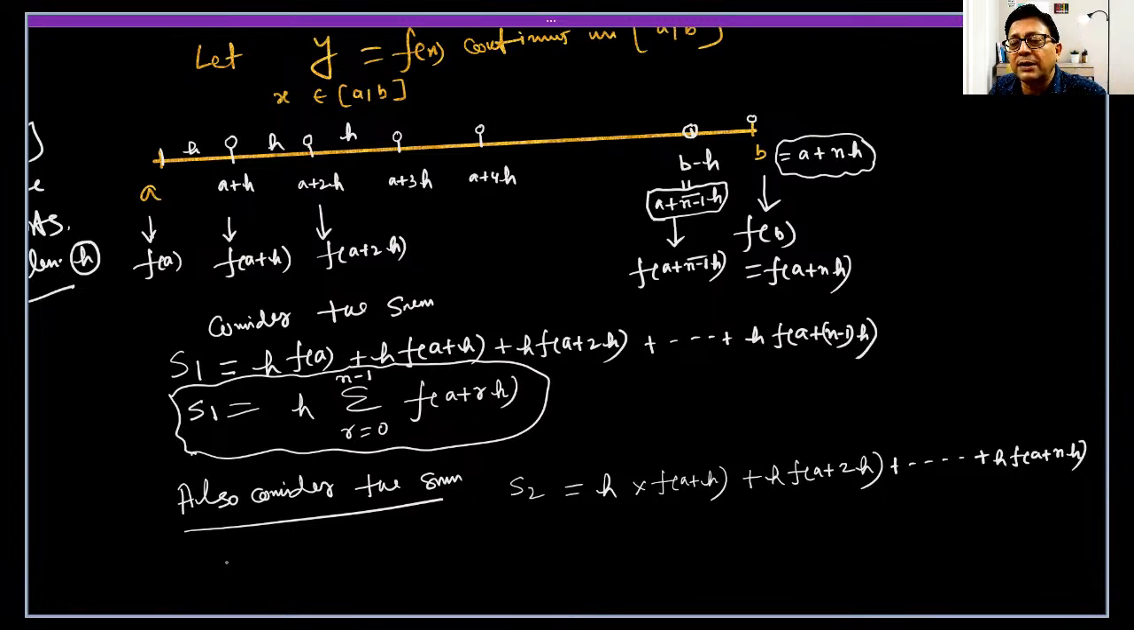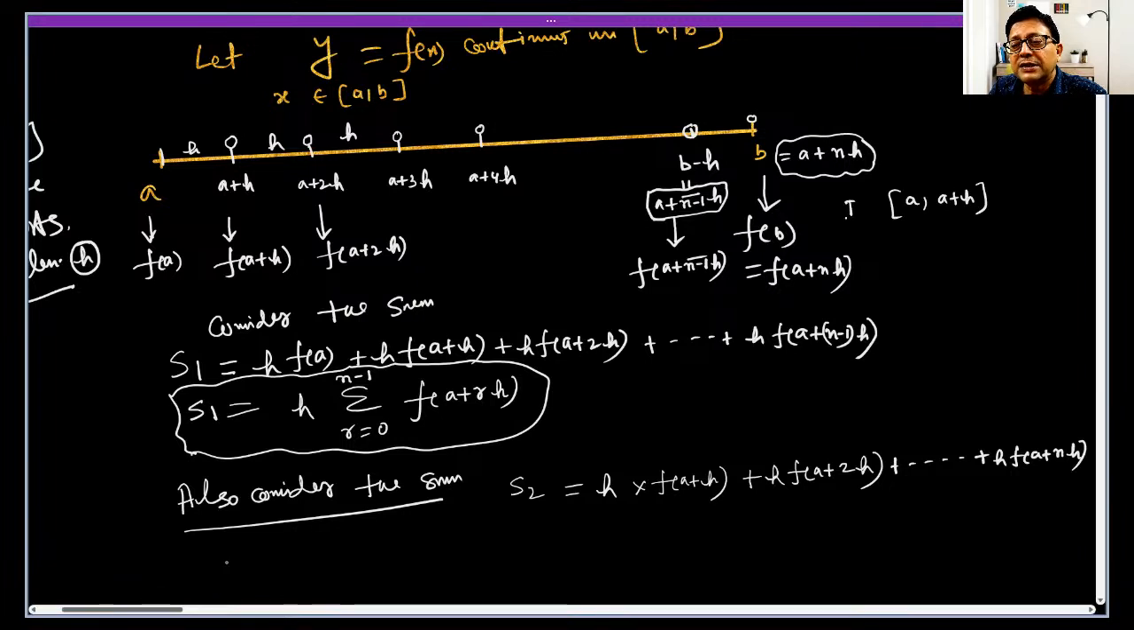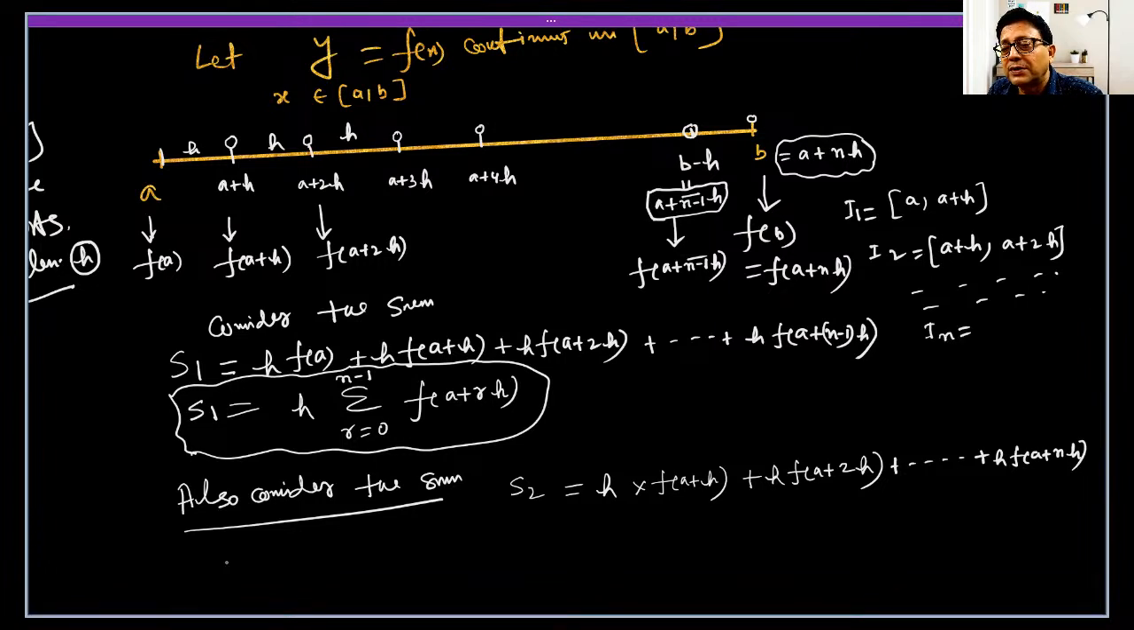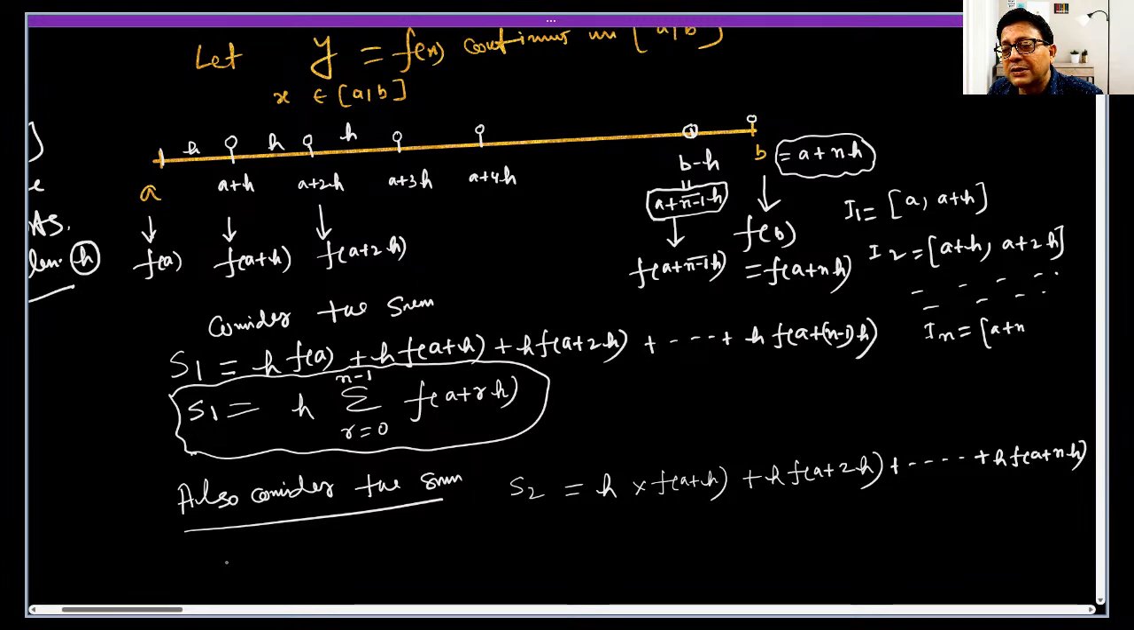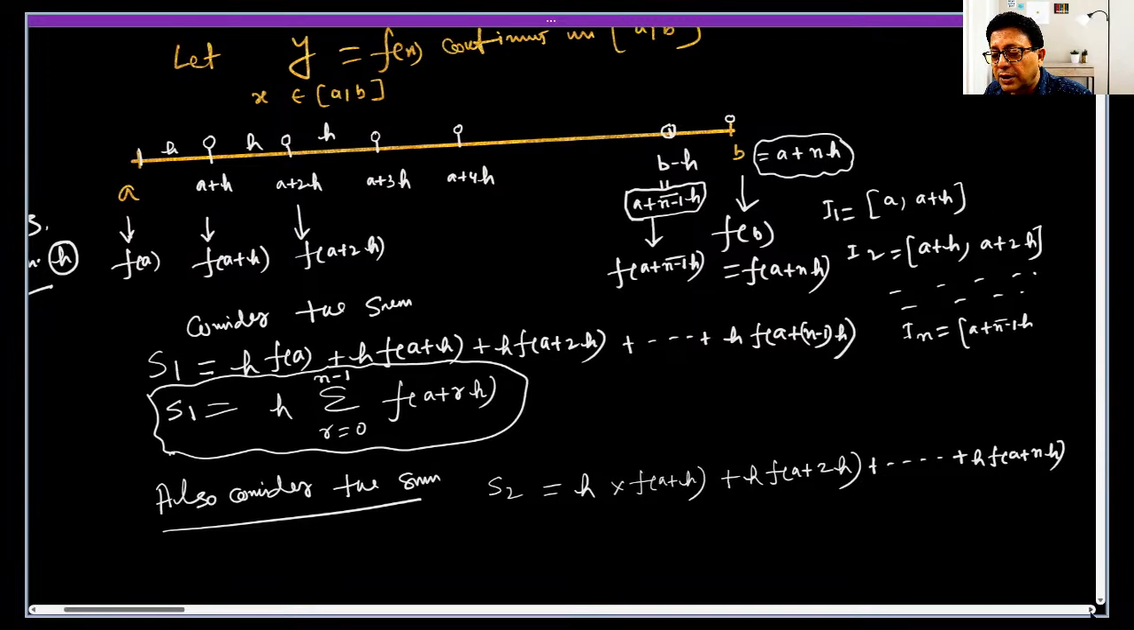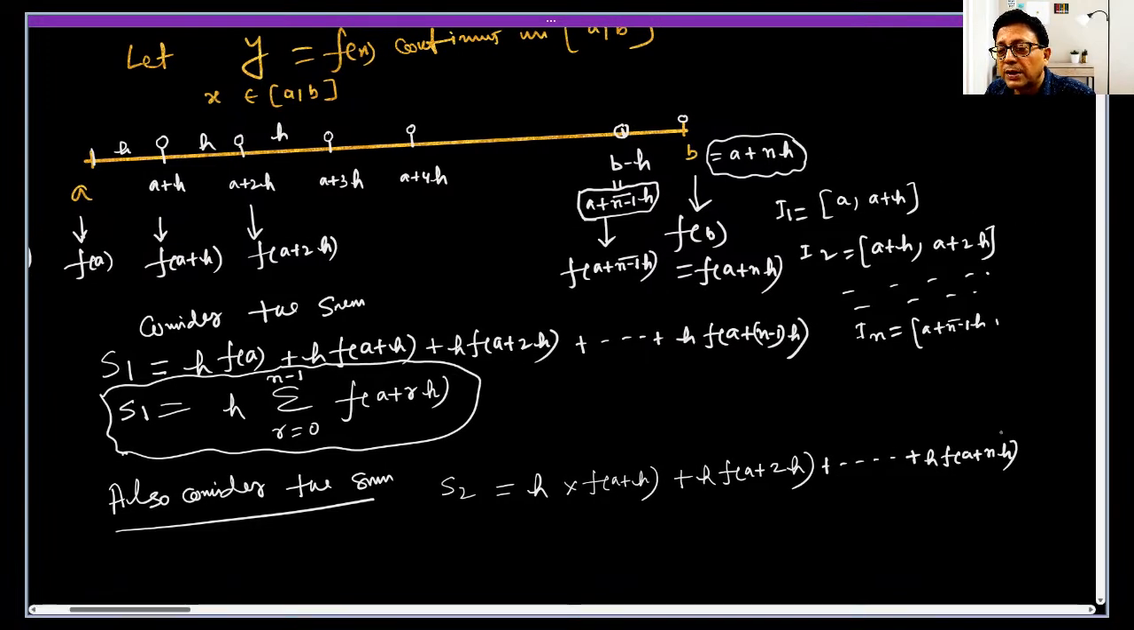What are the intervals there? The first one is a to a plus h. This is I1, the first interval. I2 is what? A plus h, a plus 2h. And the last interval this way, In is what? A plus (n minus 1) h, comma, a plus nh. Okay.